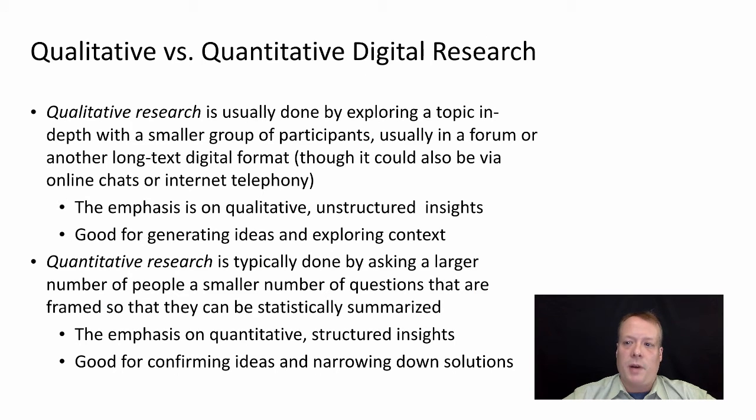Of course, besides primary versus secondary, and again, I often think that you want to complement them and use them both together, you want to think about qualitative versus quantitative digital research. So qualitative research is usually done by exploring a topic in depth with a small group of participants, usually in a forum or another long text digital format, though it could also be via an online chat or internet telephony or a number of different examples, right? The emphasis in qualitative research is on qualitative, unstructured insights into what the product and the market should be about. It's good for generating ideas and exploring content.